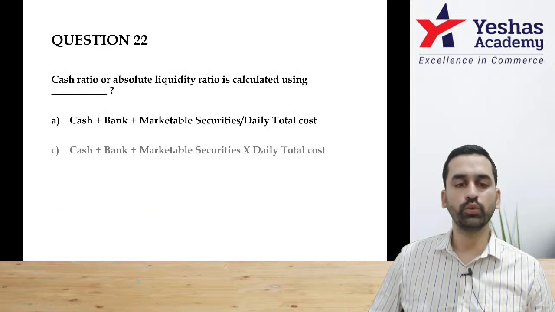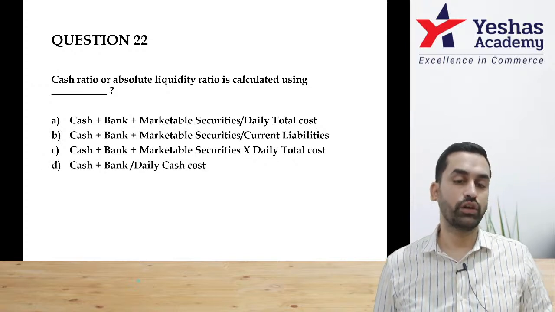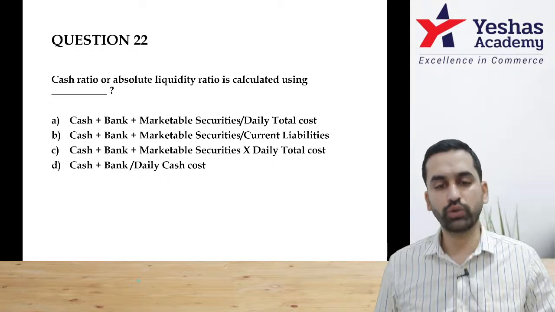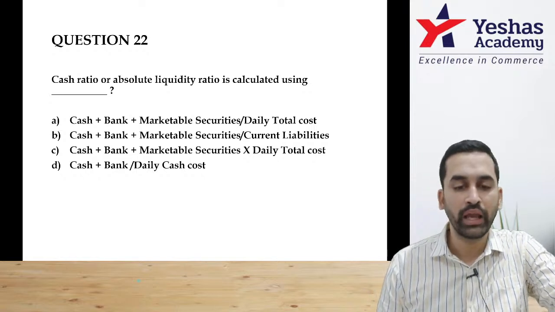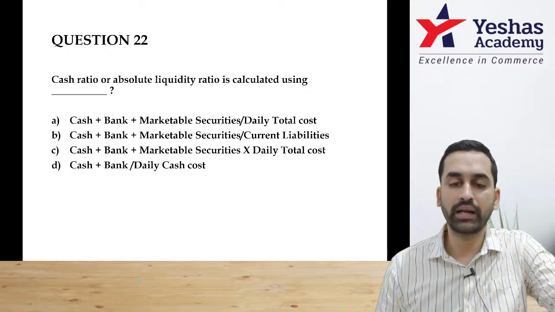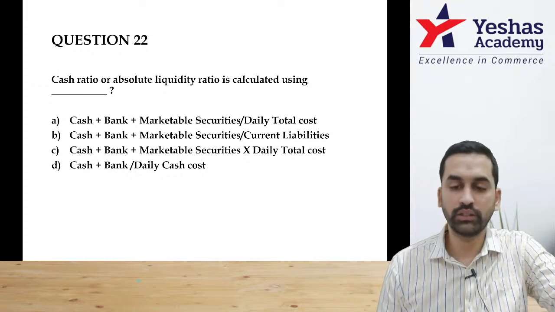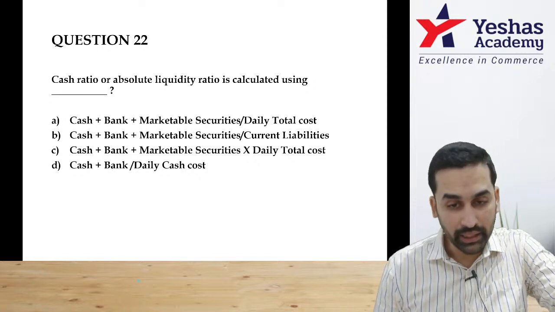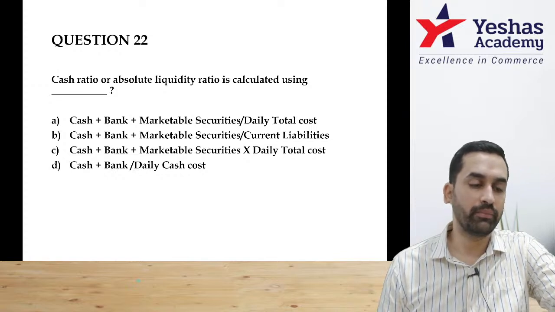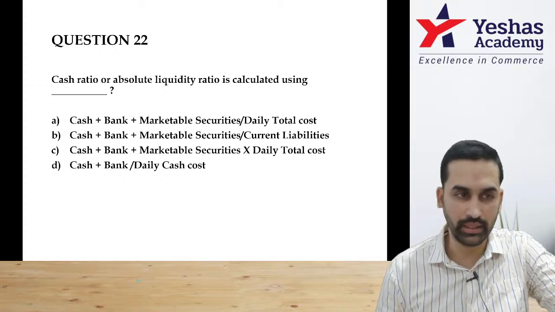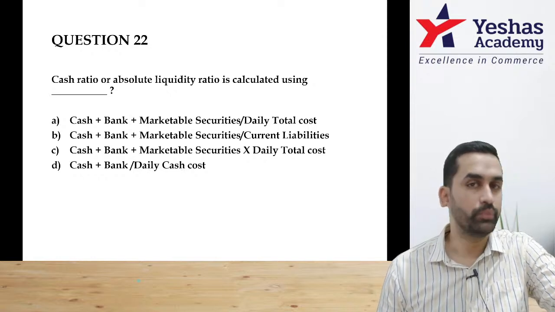Yes, sir. Question 22. Think and tell. Cash ratio or absolute liquidity ratio is calculated by using dash formula. Cash, bank, marketable security divided by daily total cost, current liability into daily total cost, or cash plus bank only divided by daily cash cost. Yes. Think and tell. The question is cash ratio.